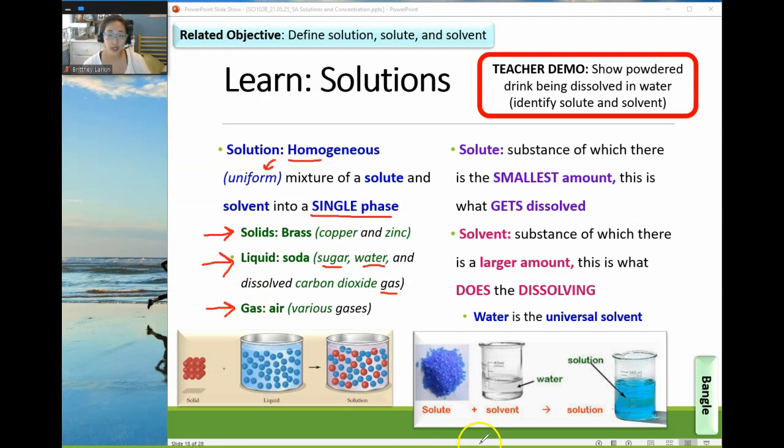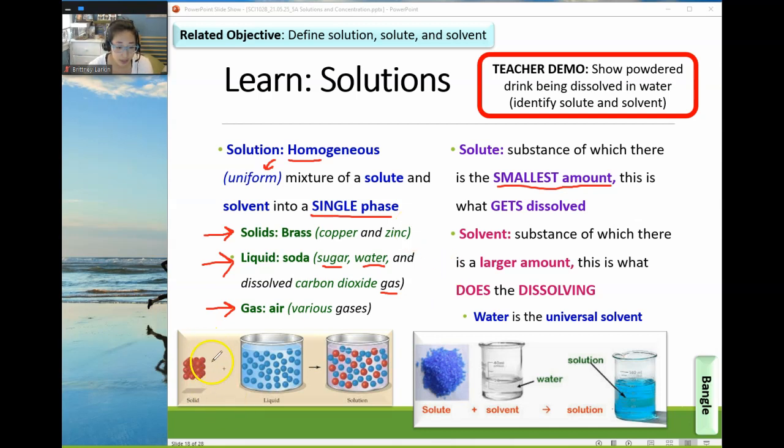Okay, so it is important to understand the difference between a solute and a solvent. Solute is always what you have the least amount of. This can be a little bit tricky because, for example, in brass or in a different type of metal, you could have more copper and less zinc. In that case, your zinc would be your solute because it's what you have less of. But if you were to have less of the copper, then the copper would be the solute. So technically, it's literally whatever you have less of, okay? The substance of which there is the smallest amount is technically what is getting dissolved. The thing that is getting dissolved into the solution.